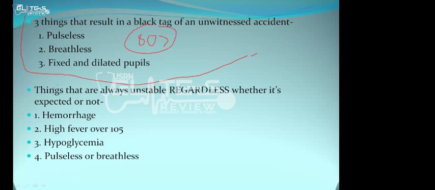All right. Things that are always unstable, regardless of whether it's expected or not. In the previous one we said expected: sometimes when you have a condition and you have some expected symptoms, you don't prioritize them over the unexpected ones. But we have exceptions too. So these are the exceptions. Let me give you an example so that you understand this one better.